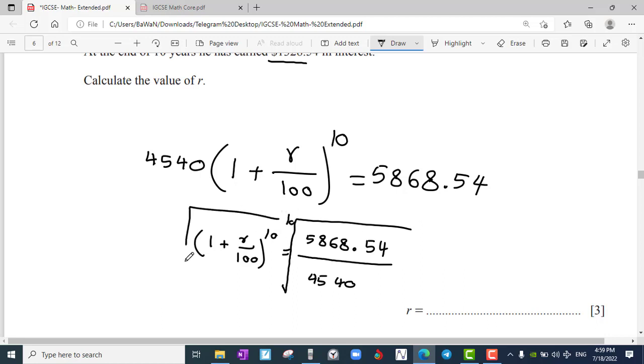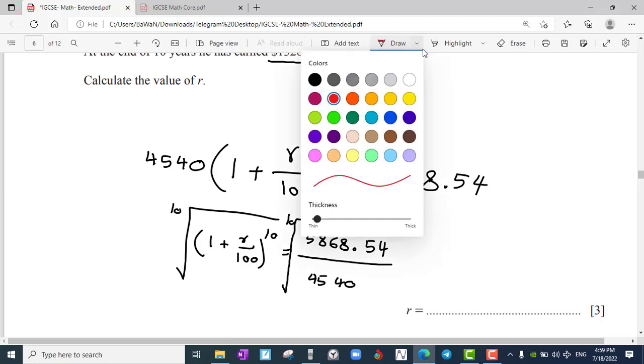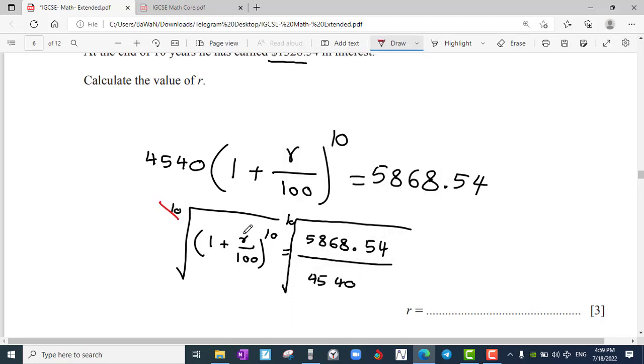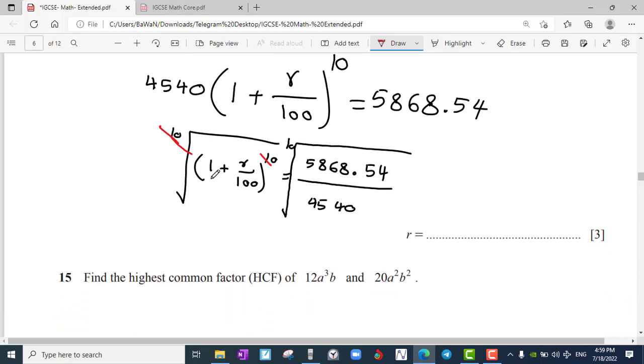The root cancels the power. This side has no problem. They are all numbers, no problem. We keep them. Now what's remaining is 1 plus R over 100 equal to this number. So R is equal to this number minus 1 times 100.